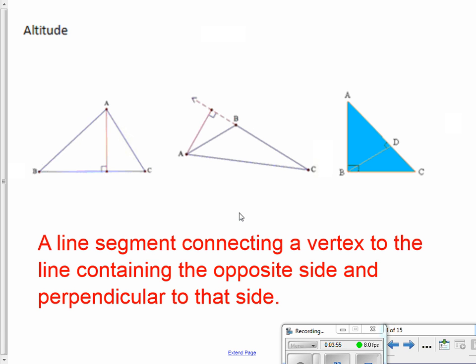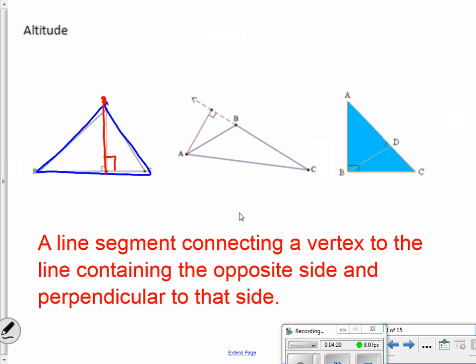So you can see in this triangle, I'll draw it a little darker in blue, A, B, and C. That's our triangle. We start at a vertex up here at A and come down to the opposite side. As we come down, it has to be perpendicular, so it has to come at a right angle. That length there, that red line, that's going to be the height of the triangle, or the altitude of the triangle.